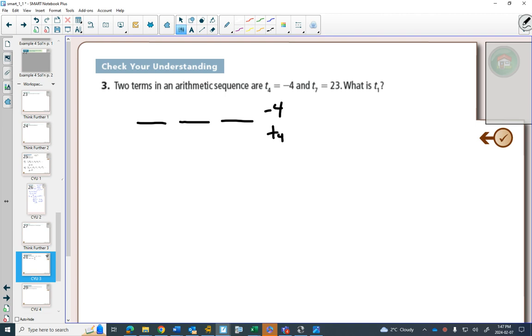Then I don't know term 5. I don't know term 6. And I don't know term 7. Oh, I do know term 7, sorry. Term 7 is 23.